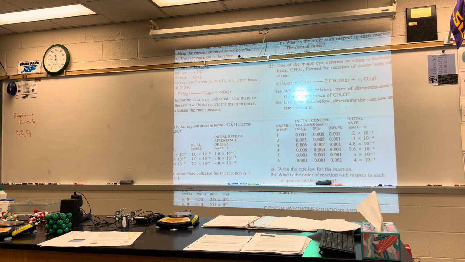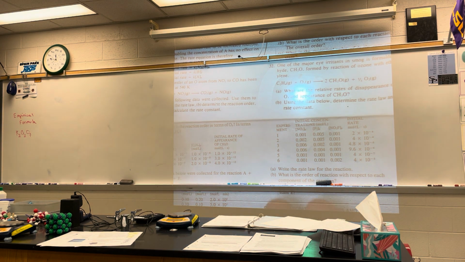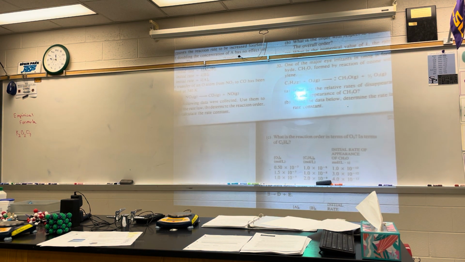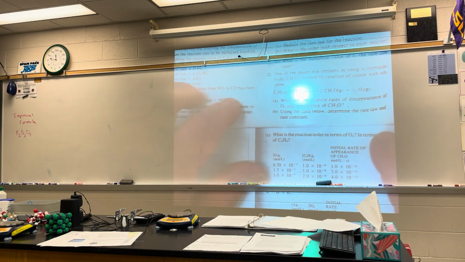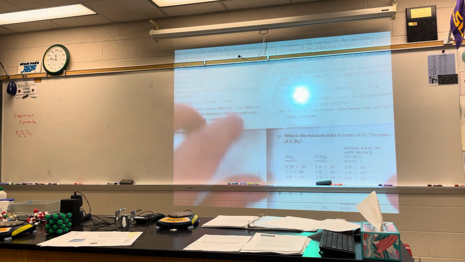One major irritant in smog is formaldehyde, CH2O. Wait, it's the one on the left. The table on the right is the one we just used. Just scroll down to the bottom of the page. Bro, are you tripping? Well, okay, let's just do that then. Hey, bro, don't do it.